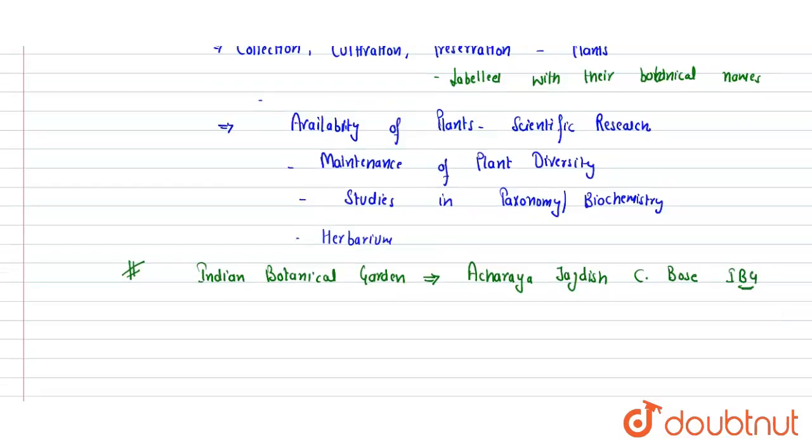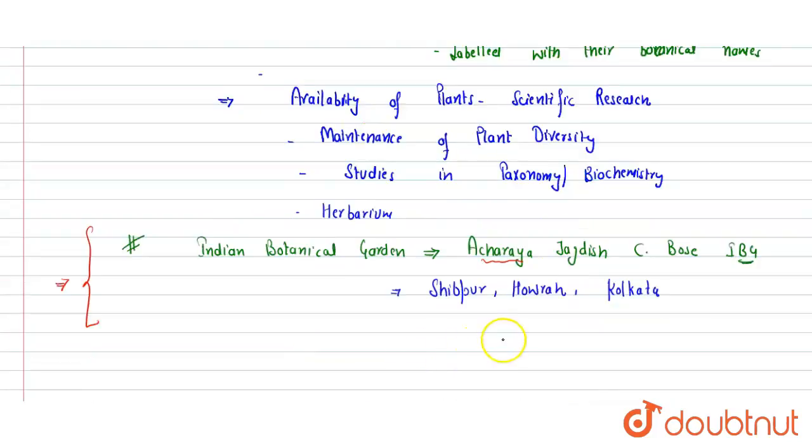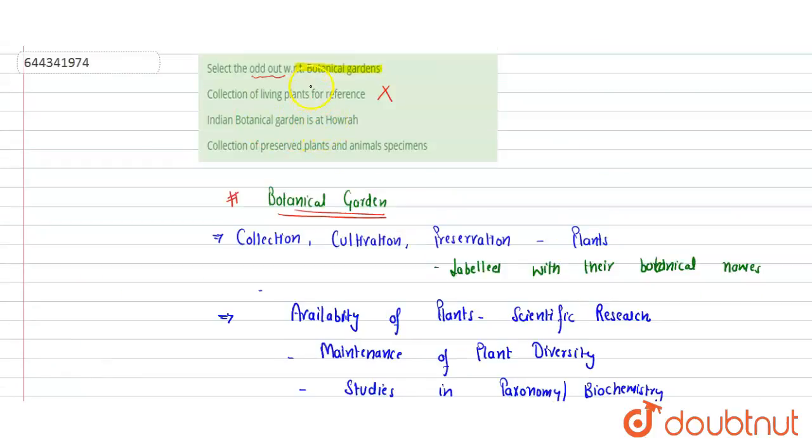It is situated at Shibpur, Howrah, near Kolkata. So this is the location of the Indian Botanic Garden, which was previously called by this name. Nowadays it is called the Acharya Jagdish Chandra Bose. So in the options they have said Indian Botanical Garden is at Howrah. This is correct. So again, this is a correct statement, but this is not the odd one out, so it is an incorrect option.